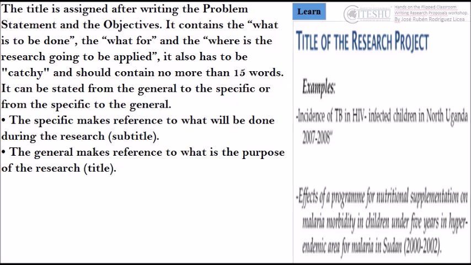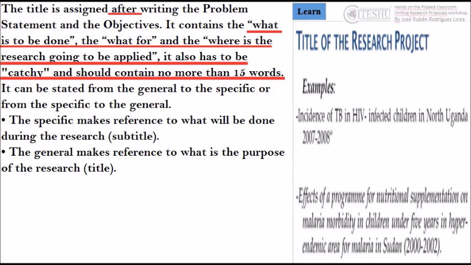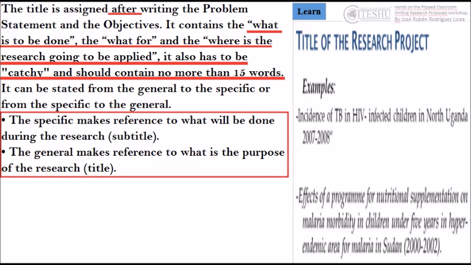The title is assigned after writing the problem statement in the objectives. It contains the what is to be done, the what for and the where the research is going to be applied. It also has to be catchy and should contain no more than 15 words. It can be stated from the general to the specific or from the specific to the general. The specific makes reference to what will be done during the research. Subtitle. The general makes reference to what is the purpose of the research. Title.